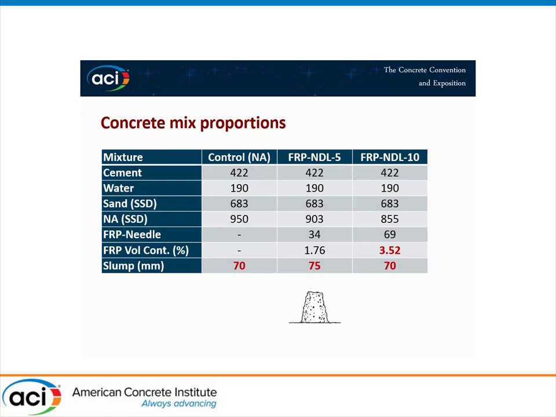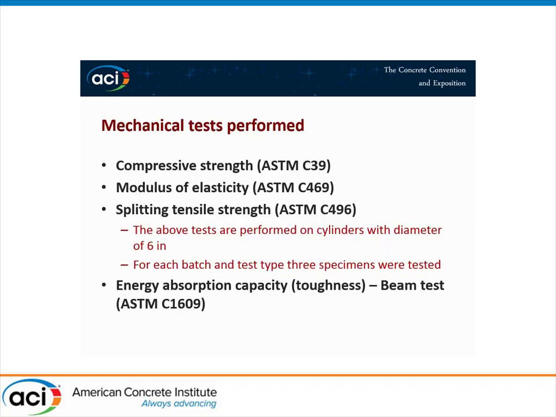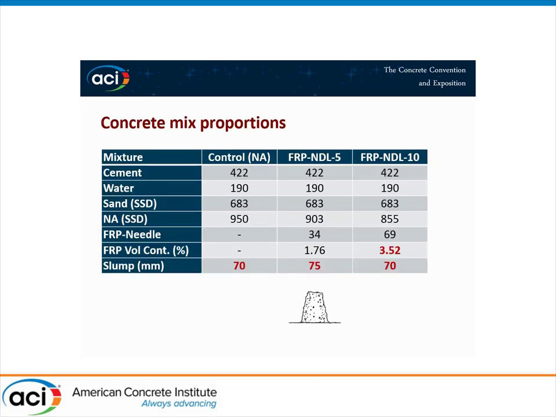But before I move on, I would like you to look at the second to the last row, which tells you about the volumetric dosage of these needles in concrete. 1.76, 3.52. Since we always compare with fibers, this dosage is a little bit high, okay? We don't use more than 1% fiber in concrete. It's typically 0.5%. So volumetrically speaking, the dosage is a little bit high.